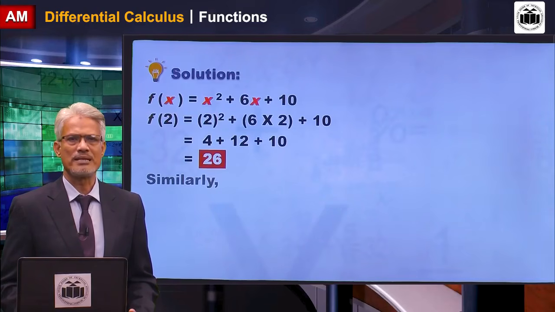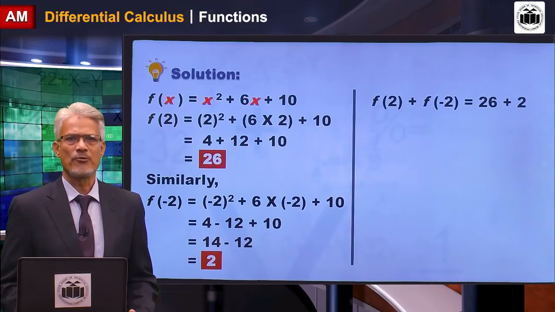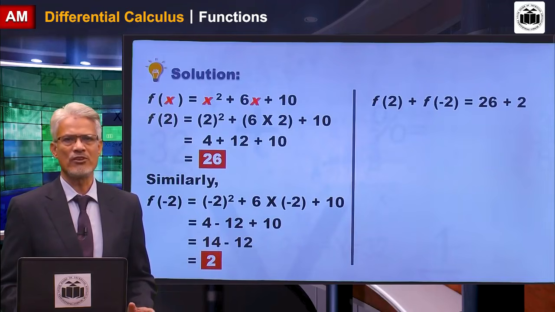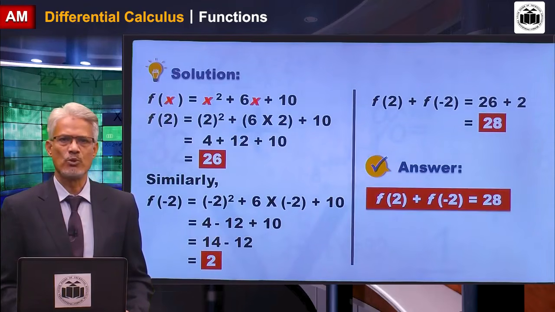The sum is 26. Similarly, f(-2). Now we will replace all the x by minus 2. That is (-2) square plus 6 into (-2) plus 10, which is ultimately equal to 2. Therefore, f(2) plus f(-2) is equal to 26 plus 2. We are substituting the value of f(2), which is 26, and the value of f(-2), that is 2. Therefore, the answer is f(2) plus f(-2) is equal to 28.